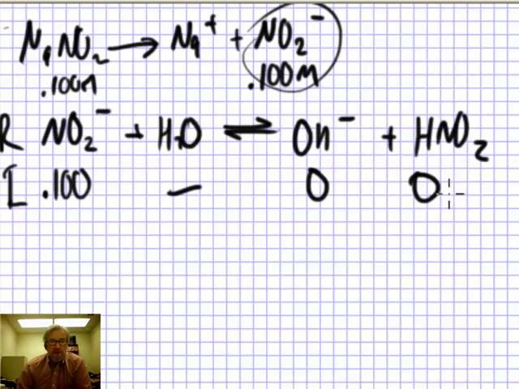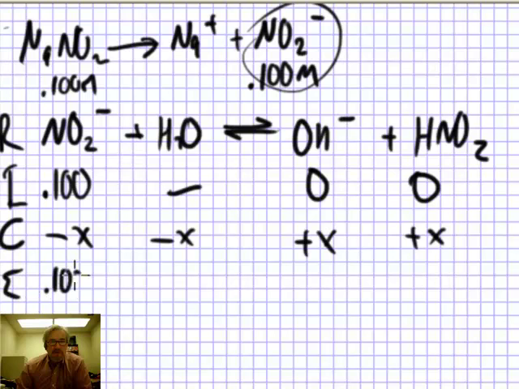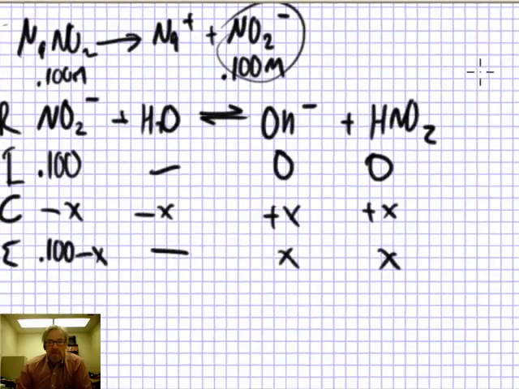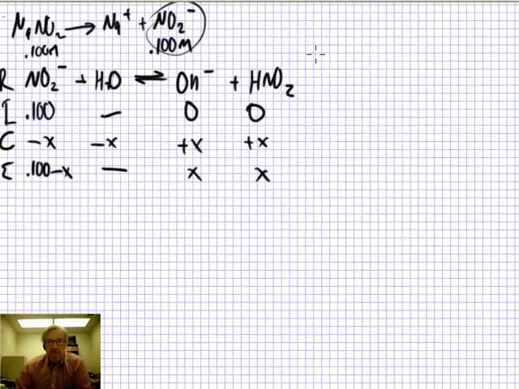And then the change is 1:1 stoichiometry. So we lose X moles of each reactant and we gain X moles of each product. So at equilibrium, 0.100 minus X is the base concentration. Water we don't care. And hydroxide and HNO2 are both going to be X's. So to find the concentration of OH minus at equilibrium, we need to solve for X.